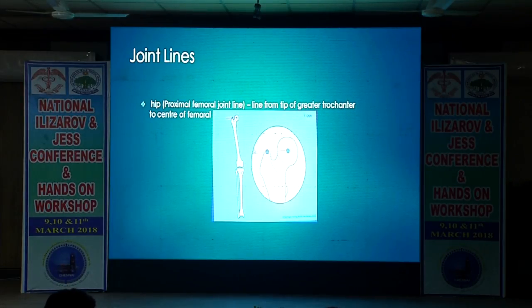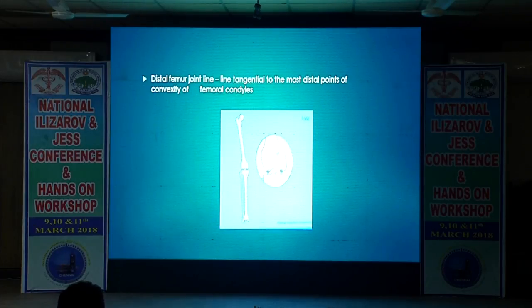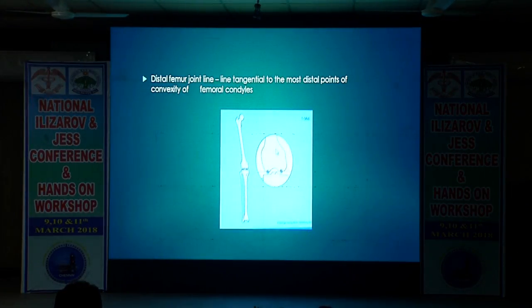Now, with regard to the joint line, the first is from the hip to the center of the femur. The proximal femoral joint line, PFJL, is an abbreviation that is very commonly used. The proximal femoral joint line is the line from the tip of the greater trochanter to the center of the femoral head, as drawn on the diagram. The distal femoral joint line is the line tangential, 90 degrees, to the most distal point of the convexity of the femoral condyle. Again, it's illustrated there.